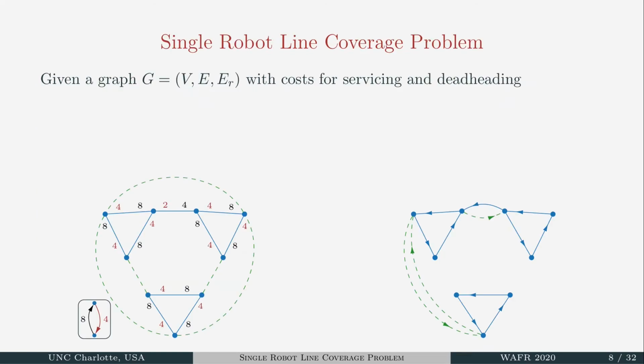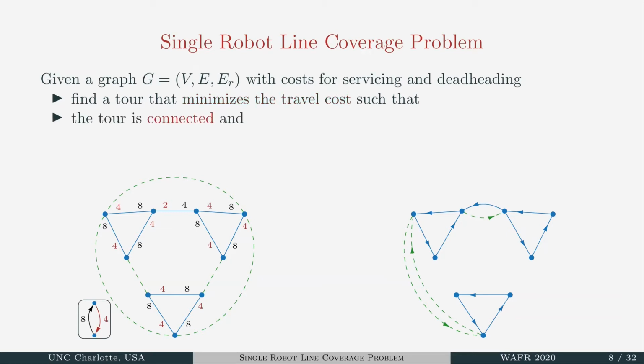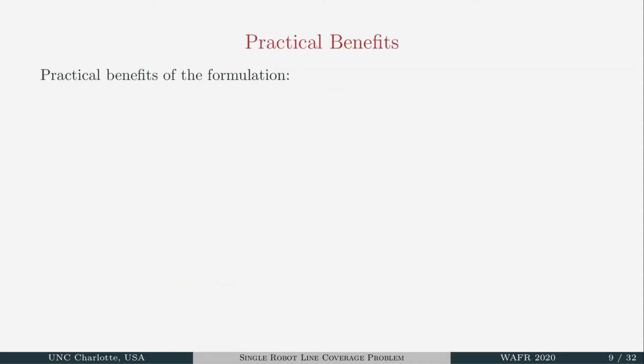Given a graph G with costs for servicing and deadheading, the single robot line coverage problem is to find a tour that minimizes the travel cost such that the tour is connected and all the required edges in the graph are serviced exactly once. There are several practical benefits of using the formulation.